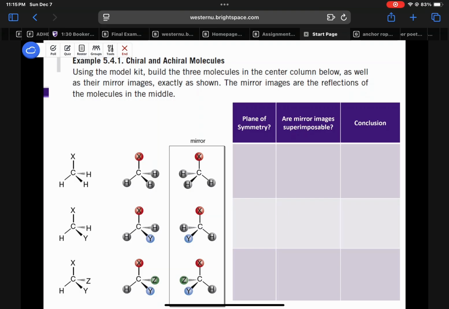So grab two tetrahedral shapes with me and begin with a red ball on each one. This red ball could indicate a chlorine or a methyl group, but some type of unique group on each of these tetrahedral carbons. So we are going to build the molecule on the left and then build its mirror image on the right.